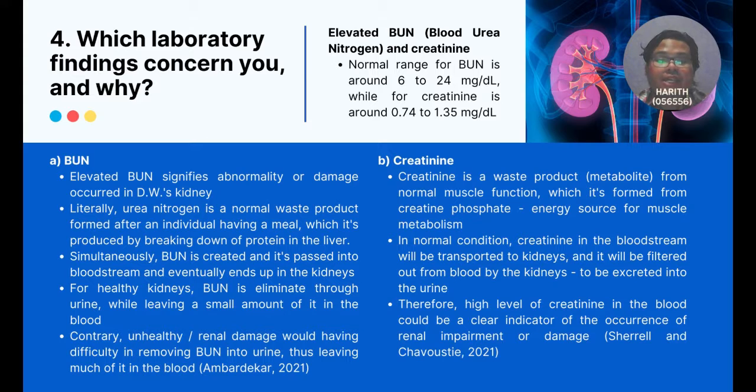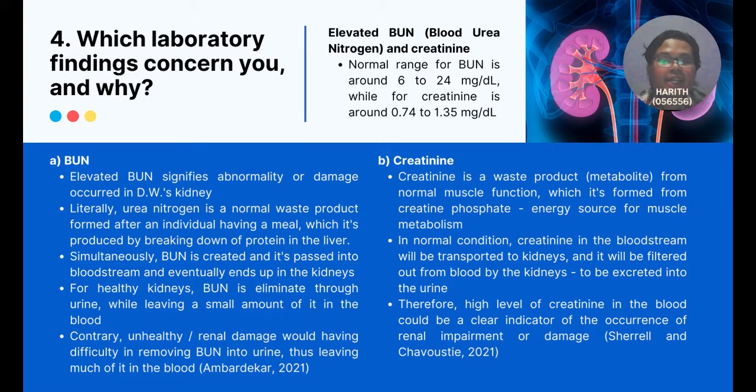Urea nitrogen is a normal waste product formed after an individual has a meal, produced by the breakdown of protein in the liver. BUN is created and passed to the bloodstream and eventually ends up in the kidney. In a healthy kidney, BUN is eliminated through the urine, leaving only a small amount in the blood. In contrast, an impaired renal system has difficulty removing BUN into the urine, thus leaving much of it in the blood circulation.